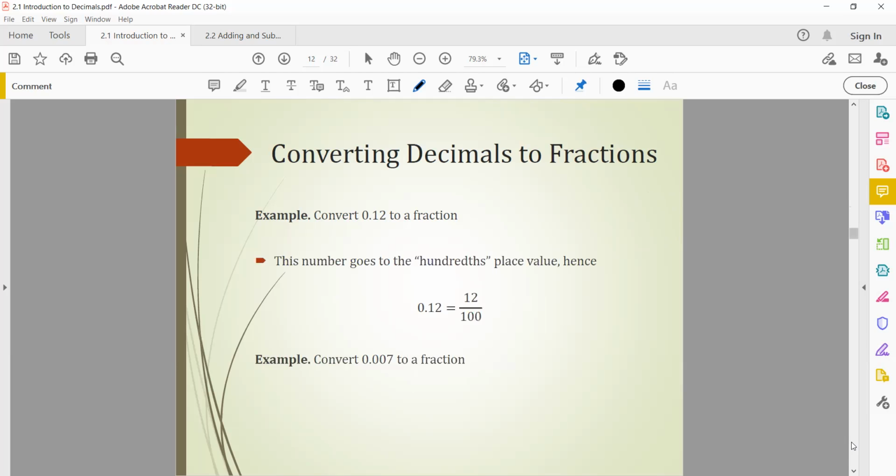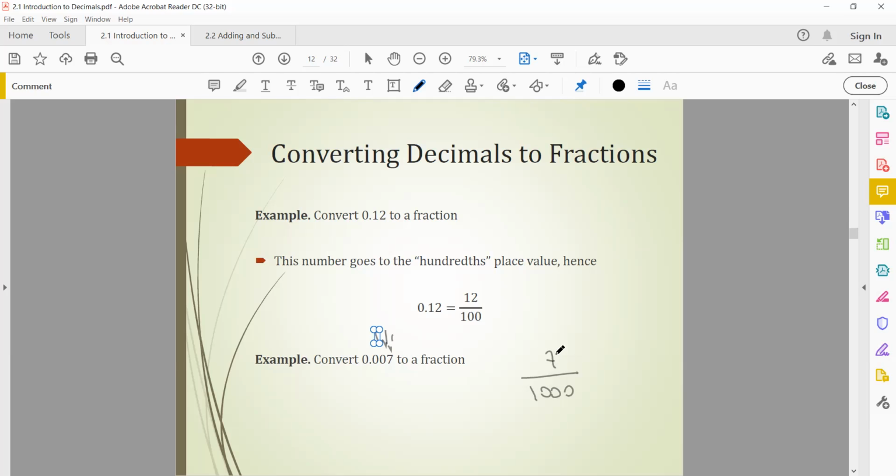Okay, let's see. Convert 0.007 to a fraction. Okay, so in this case, we have 3 decimal places. Some of them are 0, but that doesn't matter, because the 7 is still in the far right of our number. So our method still applies. So it looks like we're going to have 3 zeros on the bottom, 1, 2, 3, and then a 7 on top. So 7 over 1,000.